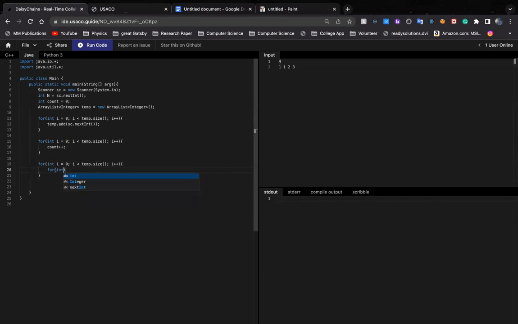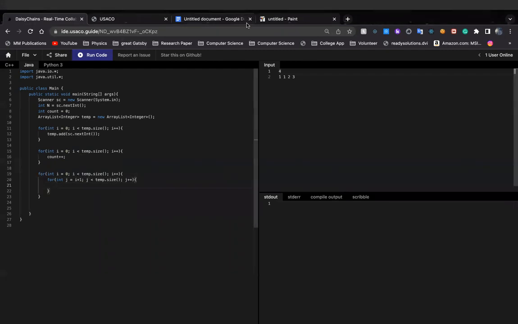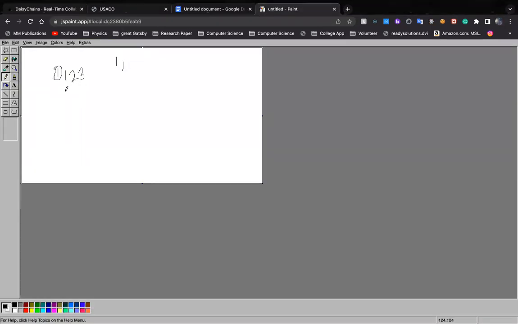Then we have for int j is equal to i plus 1. You want to start from i plus 1 because you don't want to start from that position again. You don't want to start from i again because we've already taken that into consideration in this for loop. And then j plus plus, like that.